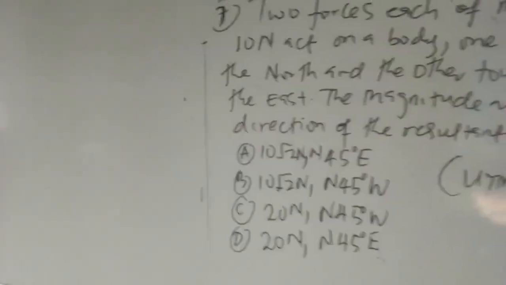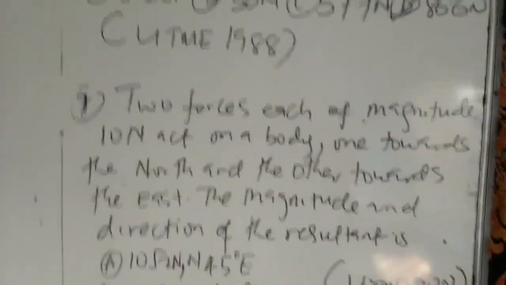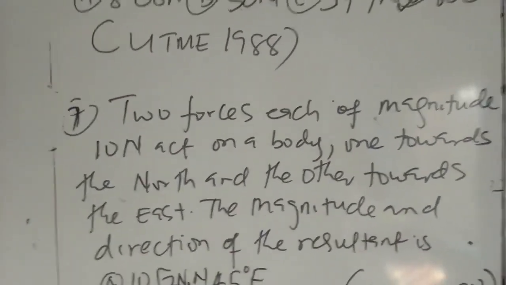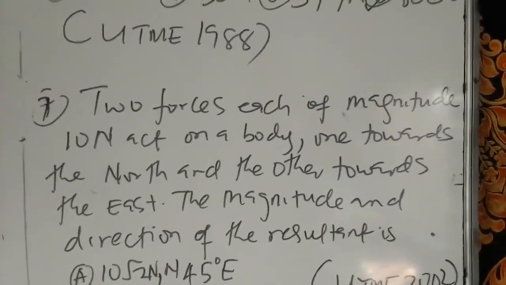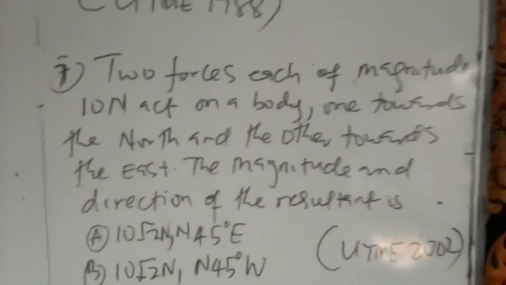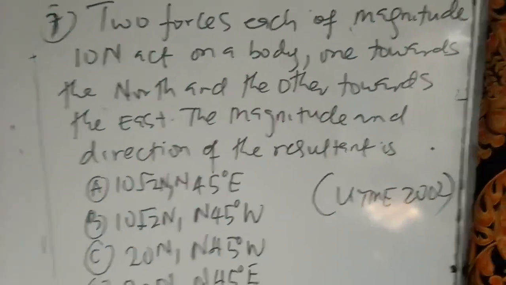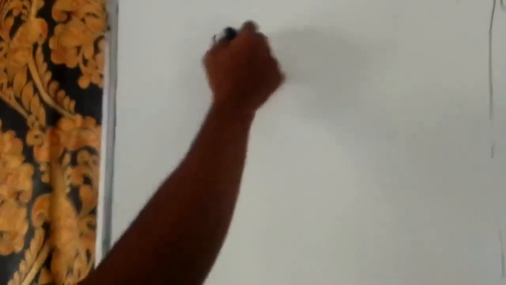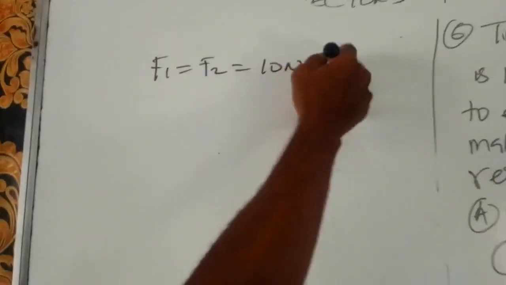Let's go to the question again and read it out again for better understanding. Two forces, each of magnitude 10 Newton, act on the body, one towards the north and the other towards the east. The magnitude and direction of the resultant is, and this question is UTME exam 2002. So let's go to the solution. From our comprehension of the question, we know that the two forces have equal magnitude, that is F1 and F2 are equal at 10 Newton, and they act at 90 degrees. How do we know that they act at 90 degrees?